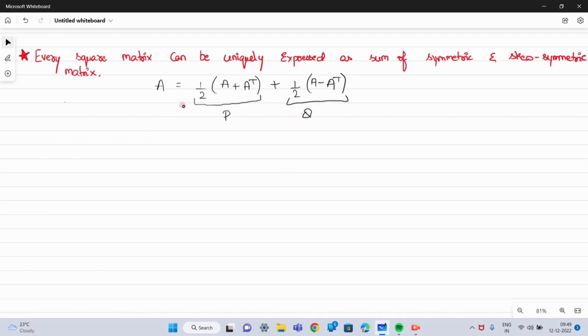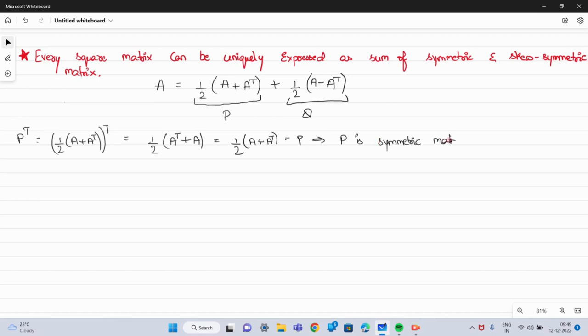Now let's prove whether P is skew-symmetric or symmetric by taking P transpose, which means half (A plus A transpose) whole transpose. We can write it as half (A transpose plus A), which is the same as P, right? A plus A transpose, which is the same P. So now here we can tell P is a symmetric matrix. Now this part is the symmetric part.